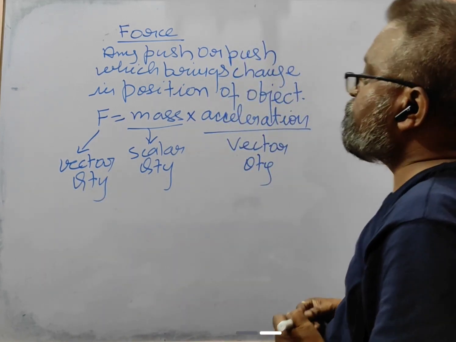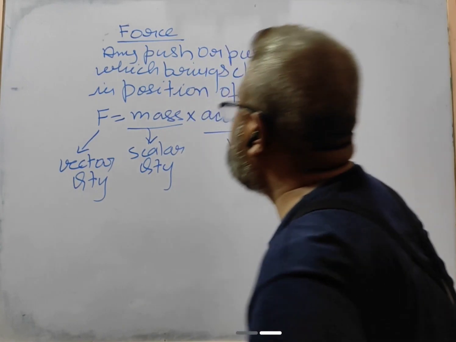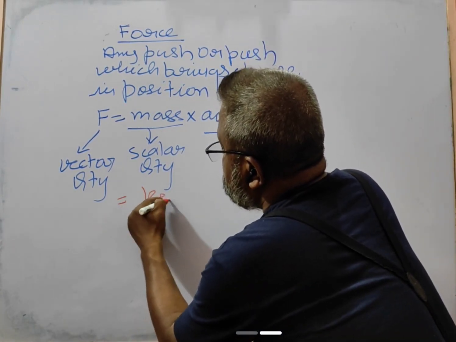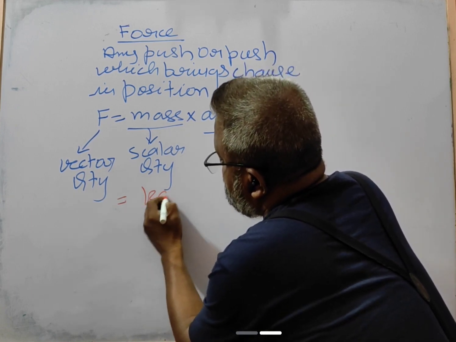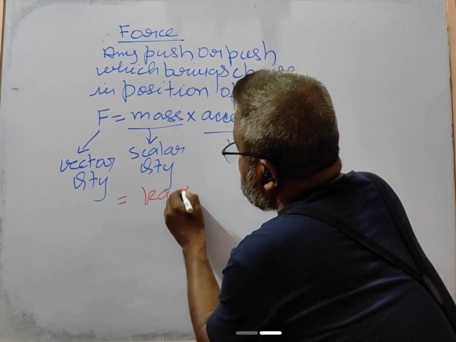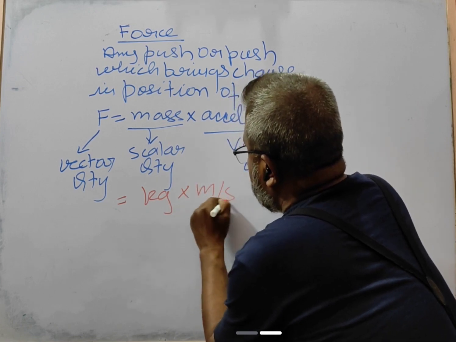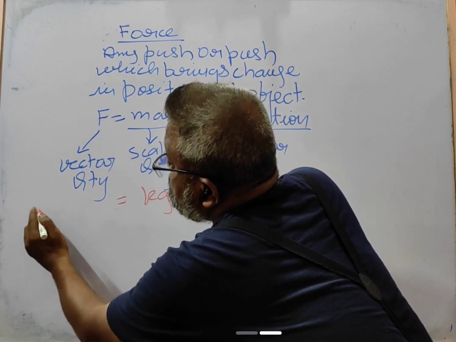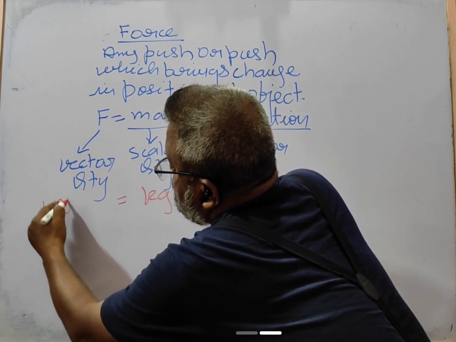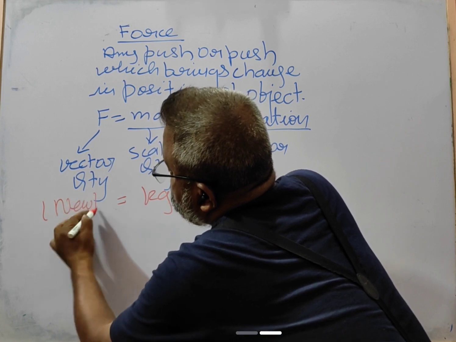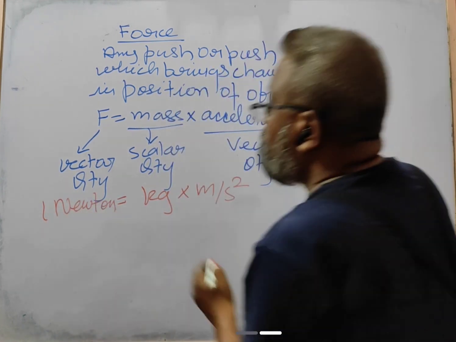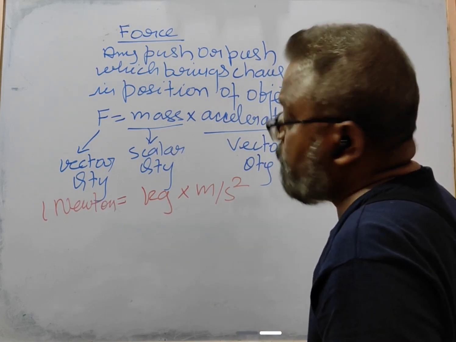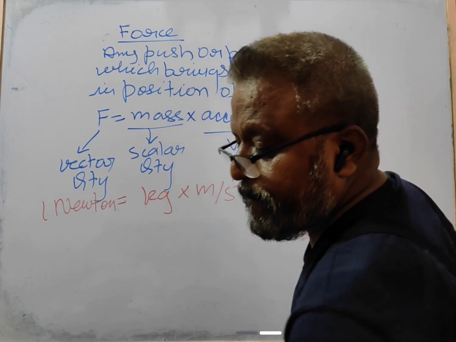And for force we measure mass in kilogram, and acceleration in meter per second square, right? So force is measured in Newton. 1 Newton is equal to 1 kilogram meter per second square, right? Okay.